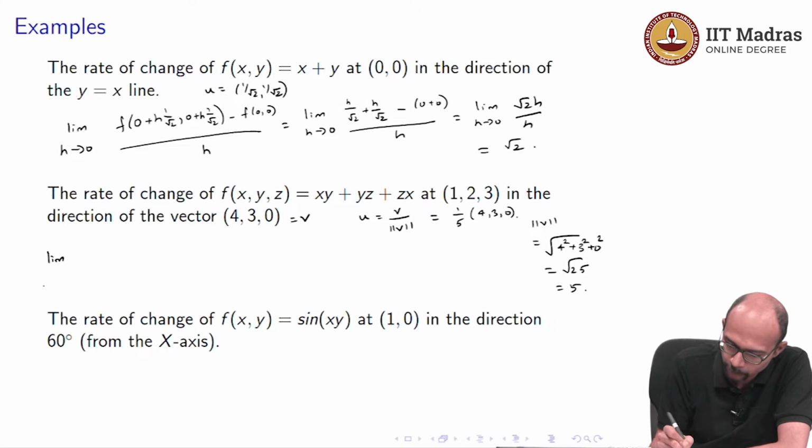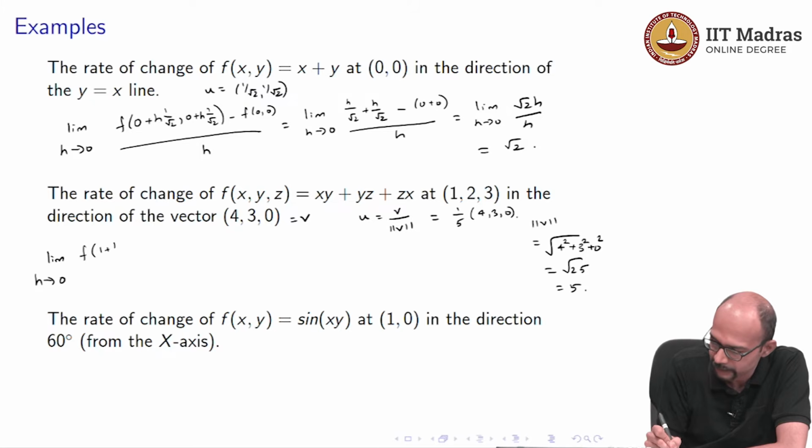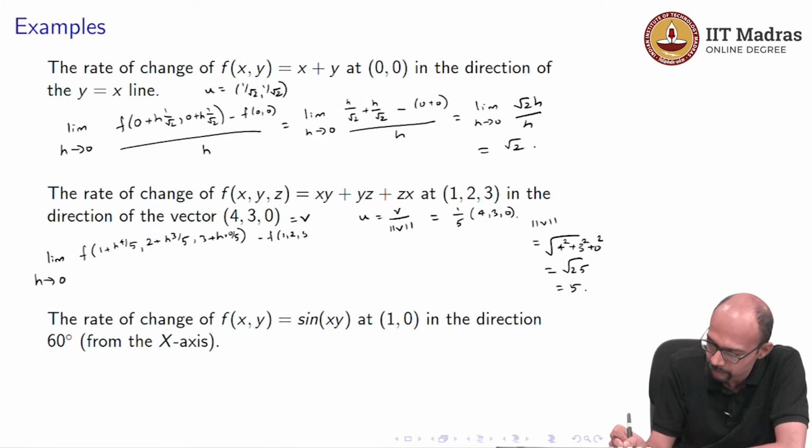Now what do we have to compute? We want to compute the limit as h tends to 0 of f of (1 plus h times 4 by 5, 2 plus h times 3 by 5, and 3 plus h times 0 by 5) minus f of (1, 2, 3), divided by h. Let us evaluate what this is.